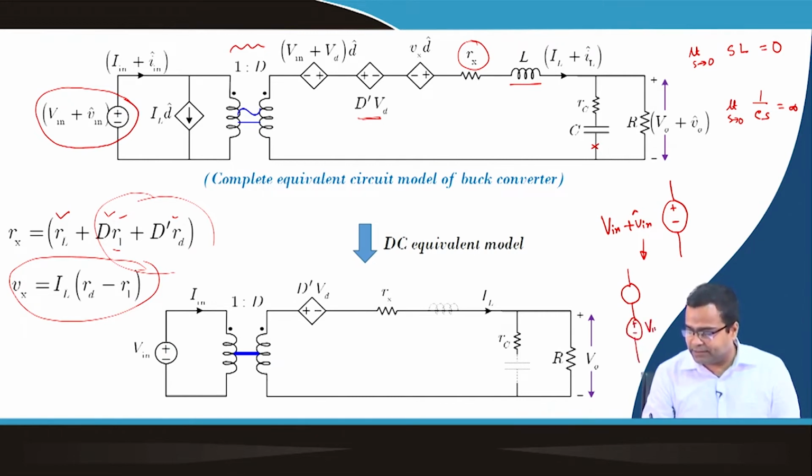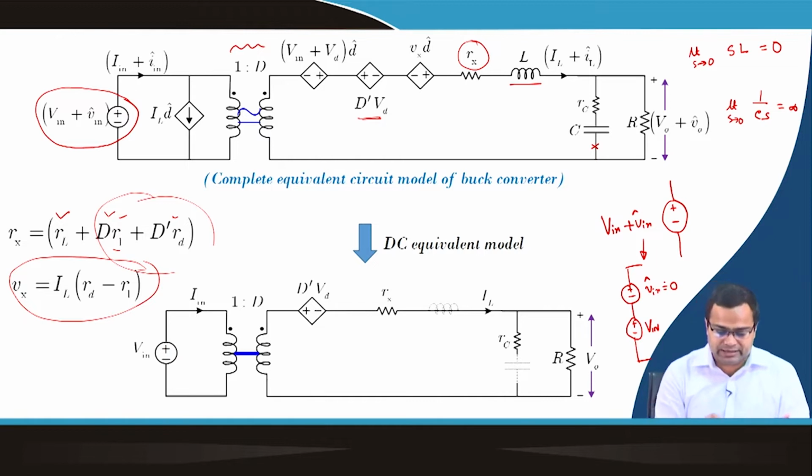One is our capital V in and another is our V in hat. So that means it is just the sum of the two by using superposition. Now, under the DC equivalent circuit, all the hat terms are set to 0. So a voltage source will be shorted, and a current source will be open. We shorted the hat term, so it is set to 0. So it is simply V in.